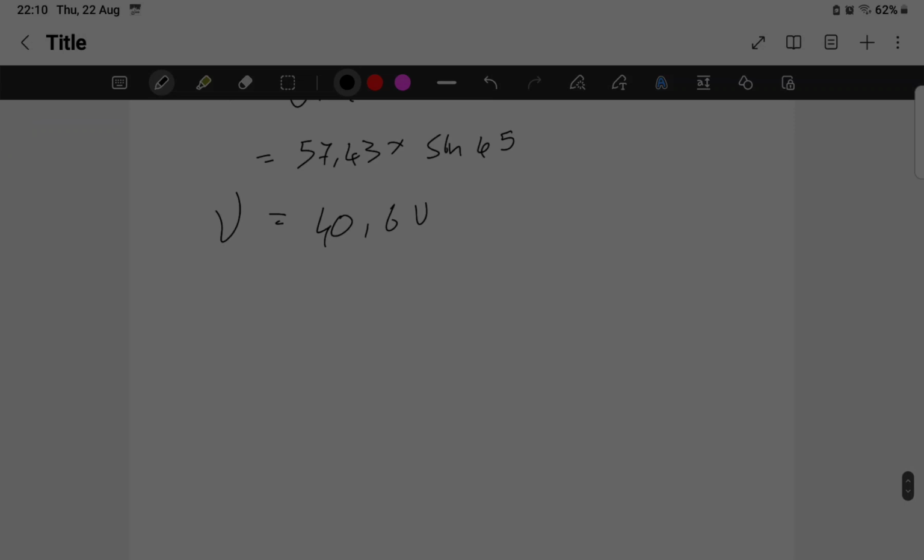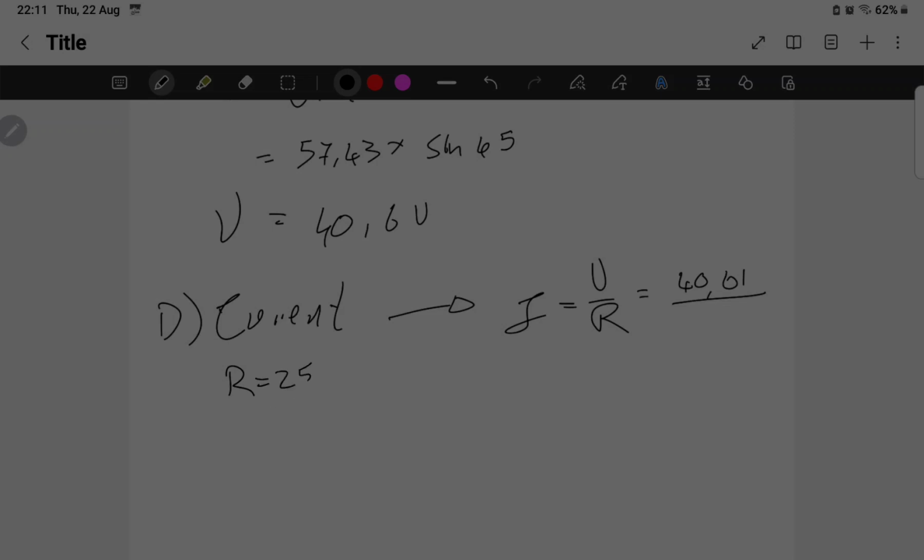So continuing with our next answer, D, what is the current? So we know that the current is equal to voltage over the resistance, right? And then our voltage is going to be 40,61 over the resistance. So the resistance given is 25 ohms, right? And then we're going to put 25 ohms over here, and we have a current of 1,6 amps.